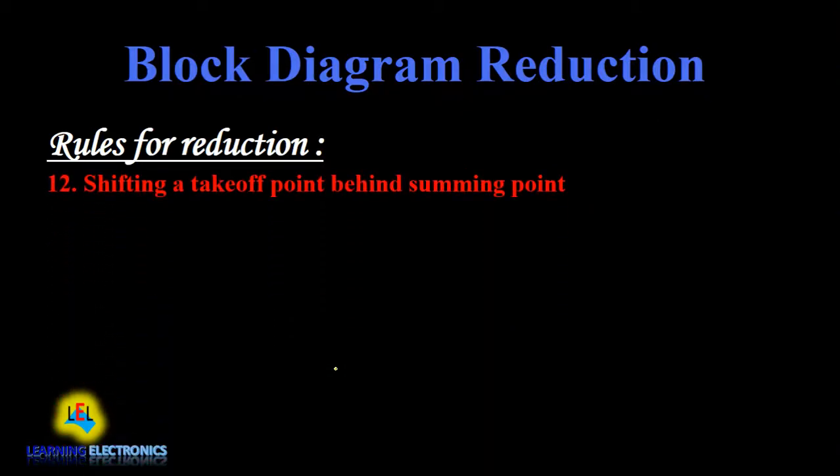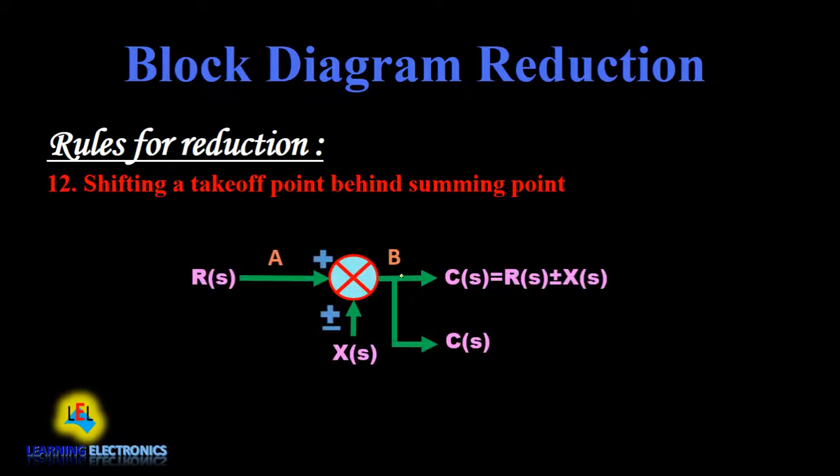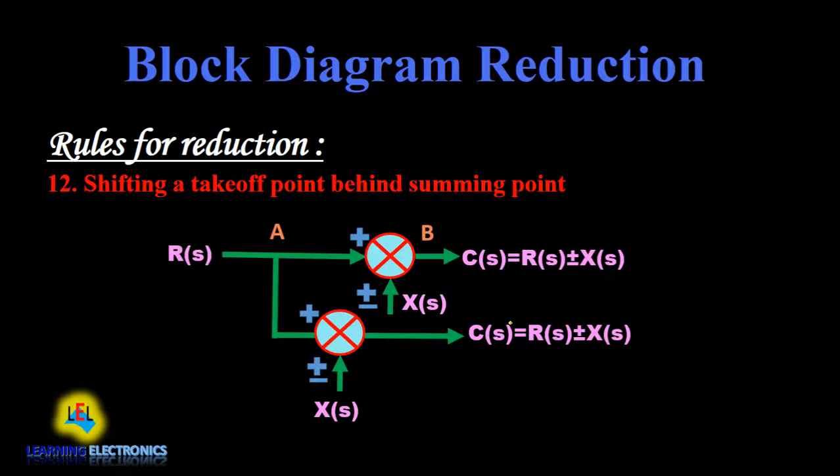Next is shifting a takeoff point behind the summing point. So we have to shift the takeoff point behind this summing point at position A. So the output C(s) should not change. C(s) should be equal to R(s) plus minus X(s). So when we shift like this, we add one summing point here with polarity plus minus X(s). So here we can see the output is R(s) plus minus X(s) only. That means the output signal is not changing if we shift the takeoff point behind the summing point. So whenever we shift the takeoff point behind the summing point, one extra summing point of the same type is added.